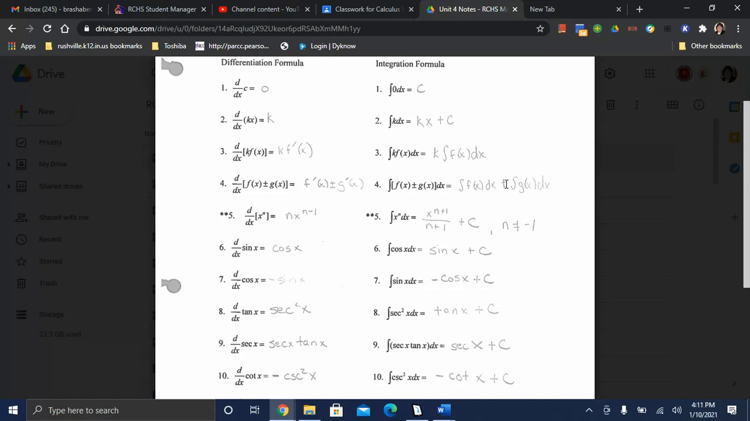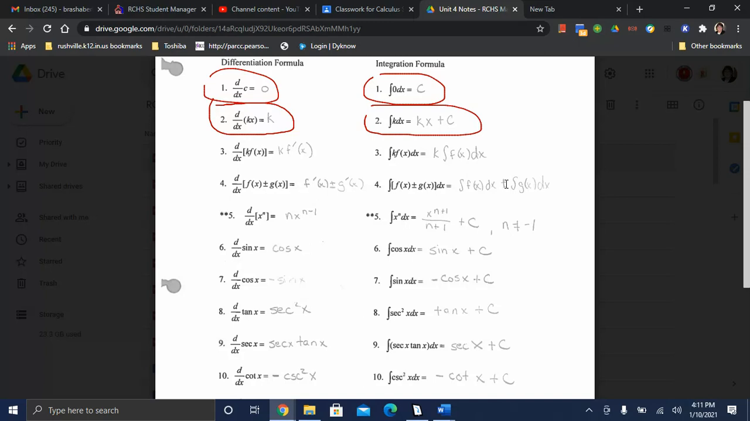The derivative of a constant is 0. So the antiderivative of 0 with respect to x is c. The derivative of a constant times x is just the coefficient k. And so the antiderivative of just a number, a non-zero number, is going to be kx plus c.